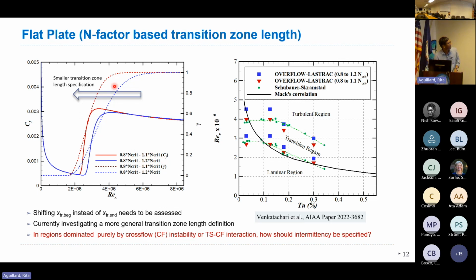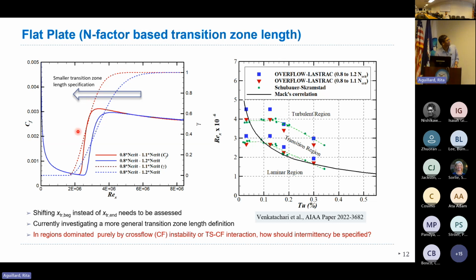This is the Schubert and Skramstad flat plate. The dashed line is the intermittency going from 0 to 1. As you can see, if we increase the transition zone length, in the blue curve, you have a different curve with a slightly different slope, or gradient. Whereas if you reduce the transition zone length, which is the red, intermittency quickly reaches the value 1, and based on that, where your CF changes also changes. This is the range of experiments from Schubert and Skramstad, where the initial transition onset is and where the fully turbulent region is. The green dots are that, so based on how you set this, you can capture the trend.